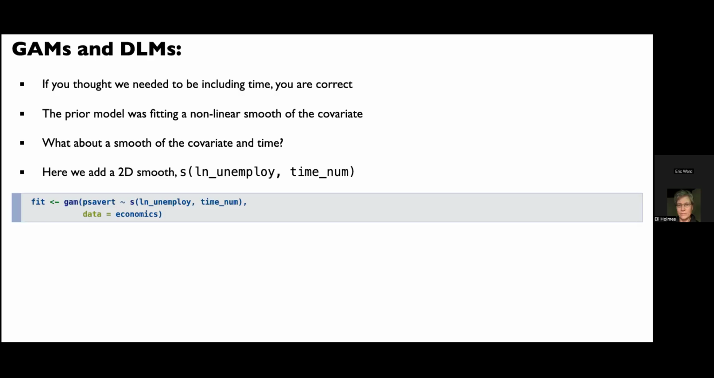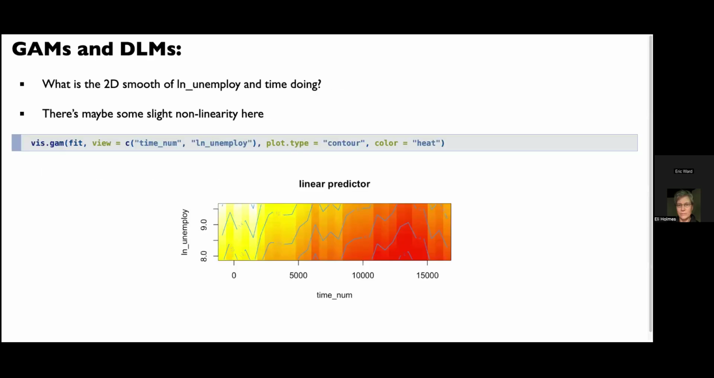If you have, say, a latitude and longitude dimension, you're fitting a spatial model, and you have a time dimension, then all of a sudden you can include a smooth with three different terms. Our goal here is to let unemployment vary over time, and so we're including this two-dimensional smooth, which is very flexible. But let's think about what this thing is doing. It's fitting a smooth surface where we have time on the x-axis and unemployment on the y. And it's estimating a smooth surface over that two-dimensional grid.